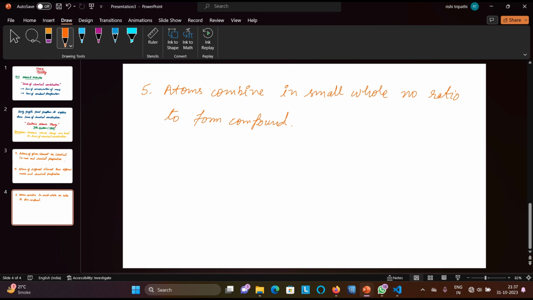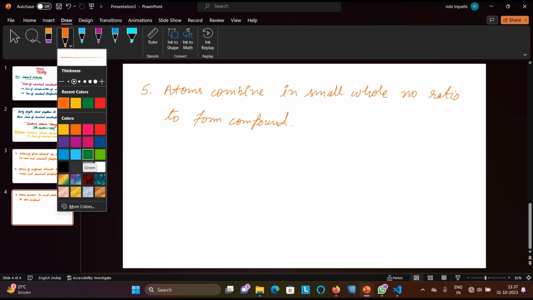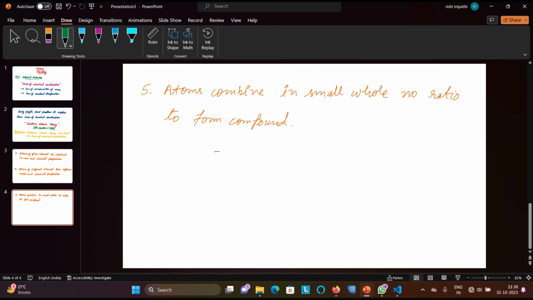So this fifth postulate of Dalton's atomic theory is the explanation of the law of constant proportion.